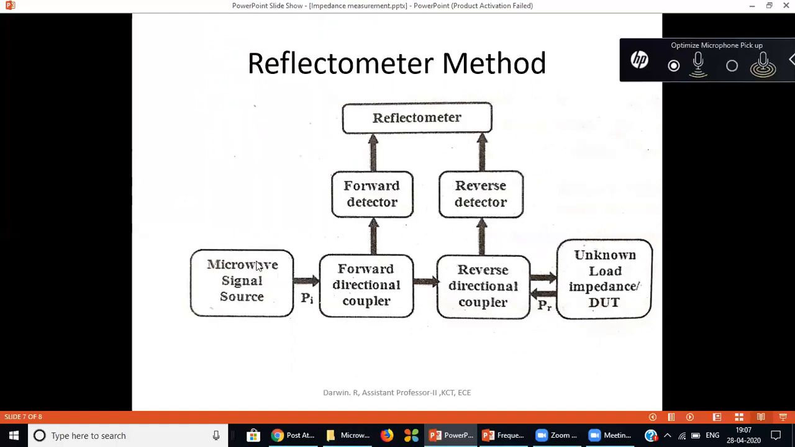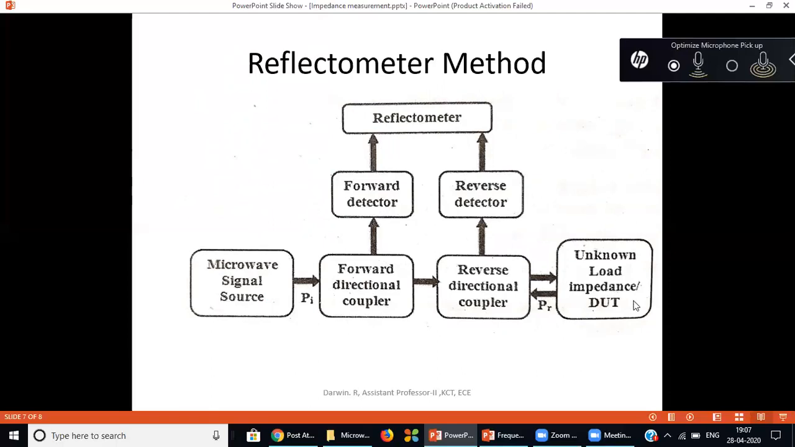So if you send the signal from the microwave signal source towards the load, what happens is the signal will be sent through the forward directional coupler, through the main line to the reverse directional coupler, and the coupled port will send part of the signal to the forward directional coupler, which will be directly connected to the reflectometer. So a reflectometer will measure the magnitude of the forward signal coming from the microwave signal source, and the signal will be passed through the reverse directional coupler to the unknown device.